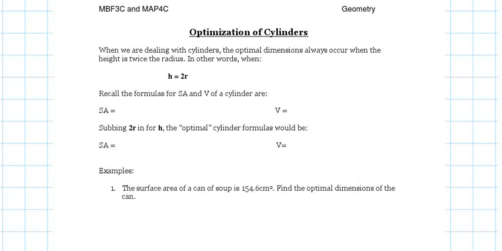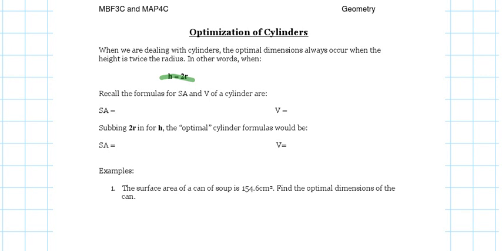When you are dealing with cylinders, the optimal dimension always occurs when the height is twice the radius. So basically, your height is equal to your diameter. This gives you the optimal shape, with a minimum surface area and a maximum volume. So where your height is equal to your diameter, or twice the radius. Let me start with the formula for the regular cylinder.